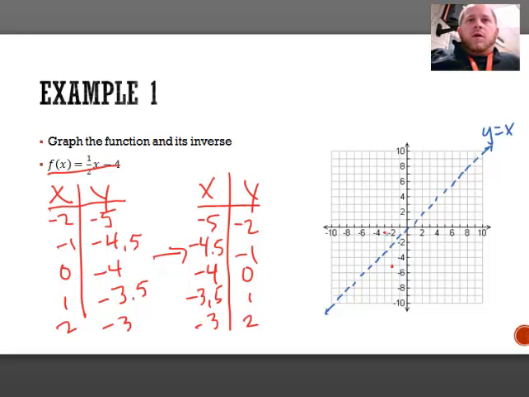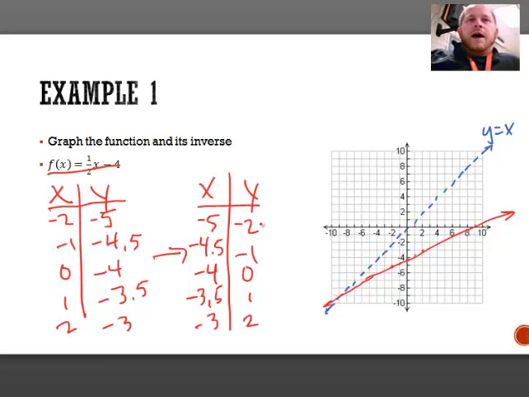Then I have a -1 at 4.5. Then I have a 0 at -4. 1 at -3.5, and then my 2 is at -3. So my first line for my original function is going this direction. Okay, my next step is to do my second line.